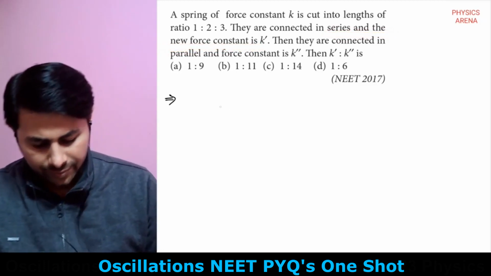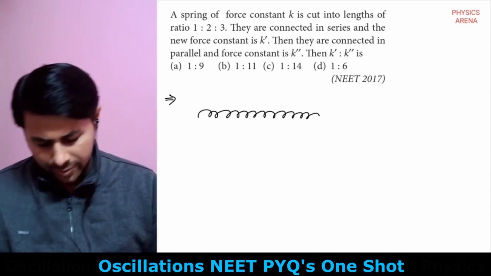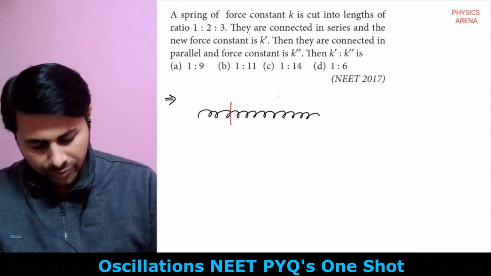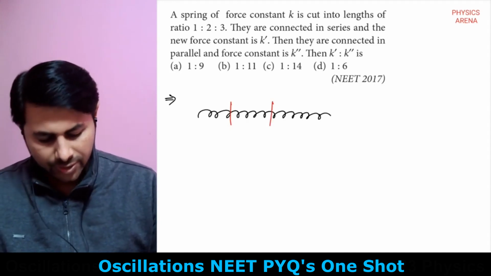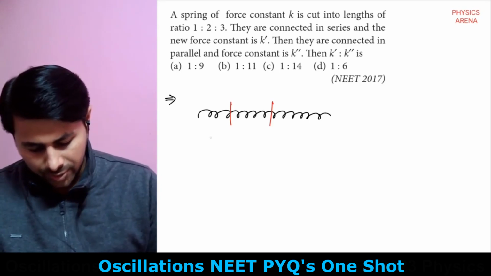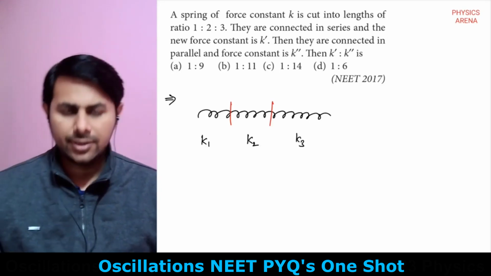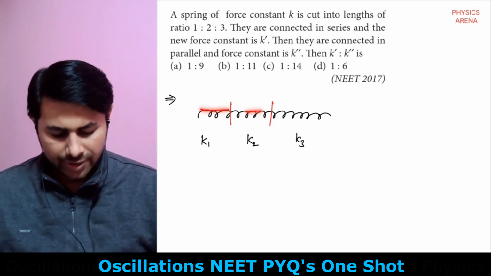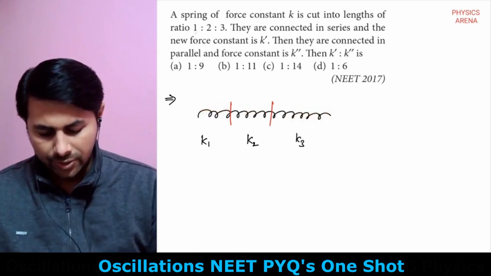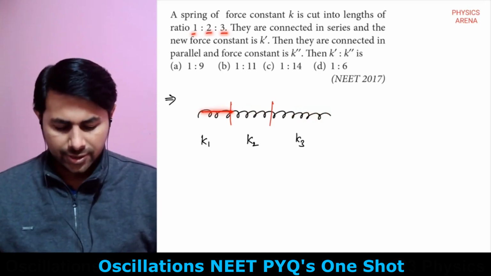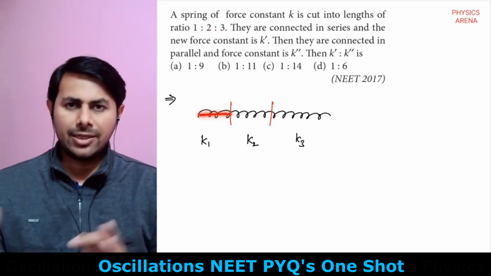So see, this is your spring. You cut it in the ratio 1 is to 2 is to 3. So this is K1, this is K2, this is K3, the spring constants of these pieces. So how much will be the first length? Add 1, 2, 3, so it is 1 by 6th. This length is 1 by 6th.